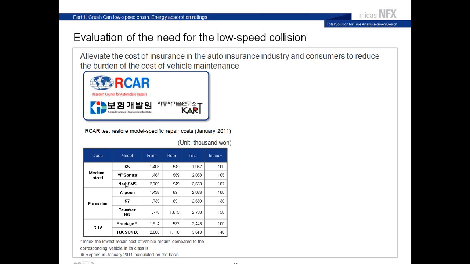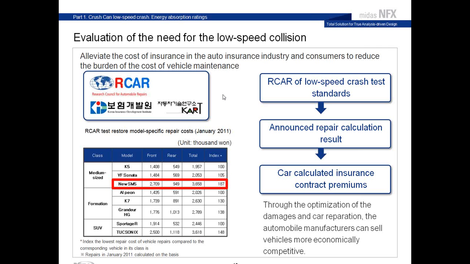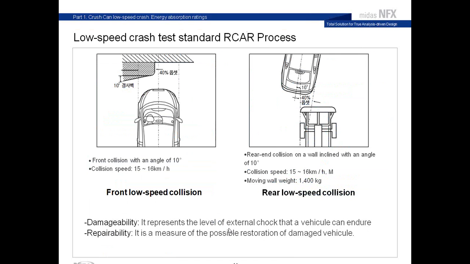For another model, which is actually newer than this one, the cost will be higher, because the design is not the same, and you see that the cost is almost double that of the first one. So insurance companies have a special process. They use the RCAR low-speed crash test standards in order to announce the repair calculation results, and then they can calculate the premiums for the insurance. So what the car company has to do is to optimize the damage and the repair cost of the vehicle. So this is an example of this.